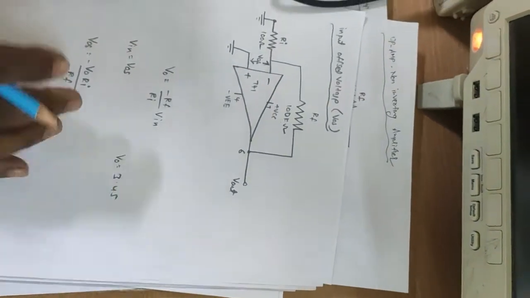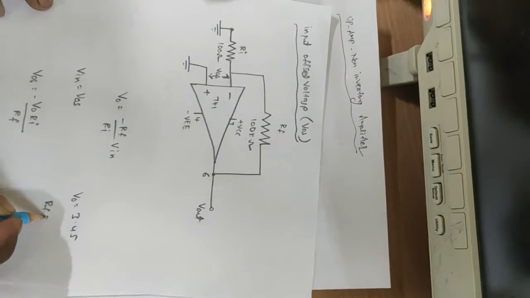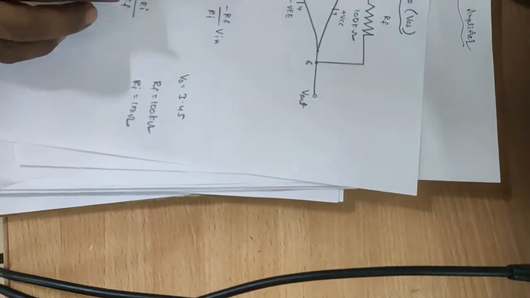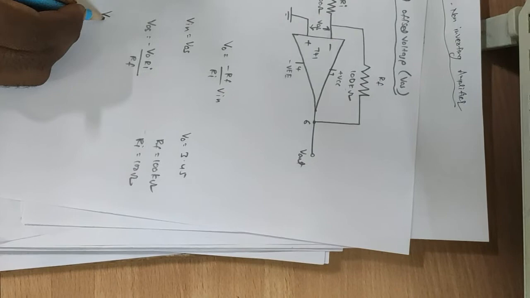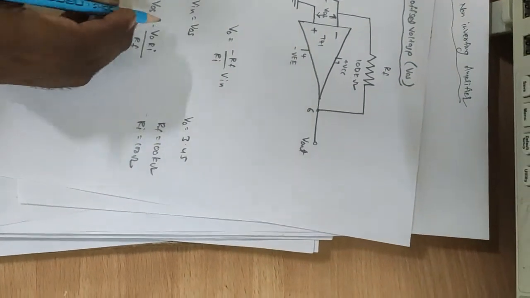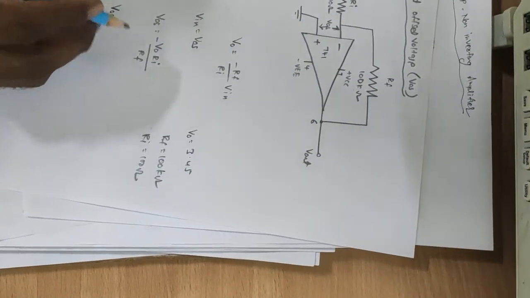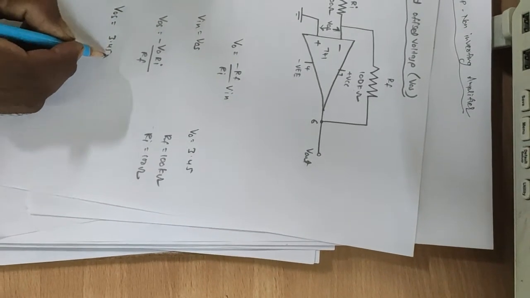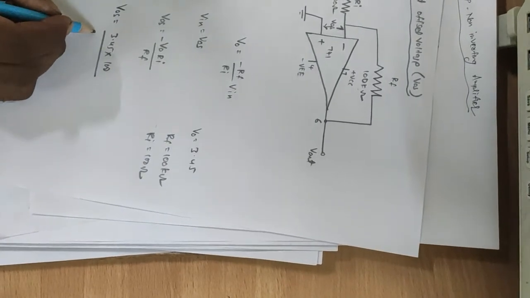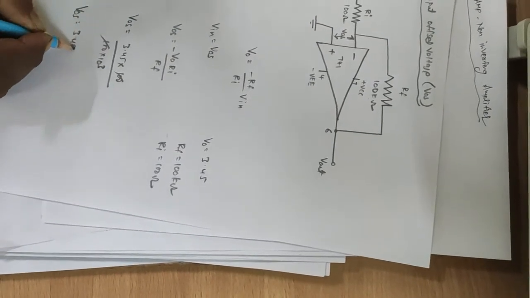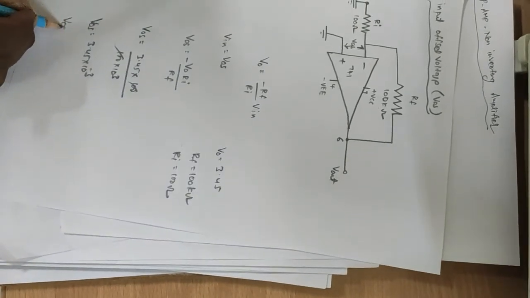Here Vout equals 3.45. You already know RF equals 100 kilo ohms and RI equals 100 ohms. Substituting these three values, observe the offset voltage VOS. Vout is 3.45 into 100 divided by 100 into 10 to the power of 3. The 100 cancels, and VOS equals 3.45 into 10 to the power of minus 3, which means the input offset voltage is 3.45 millivolts.